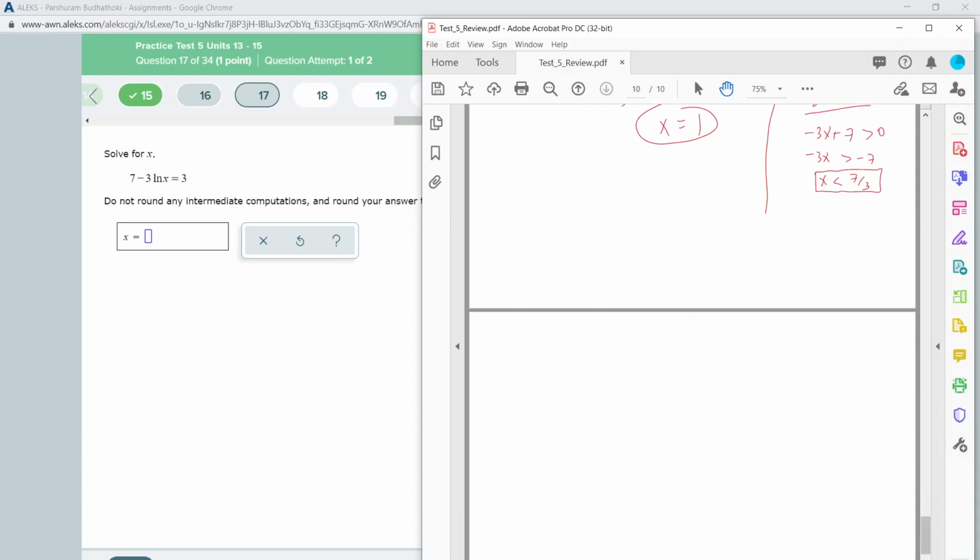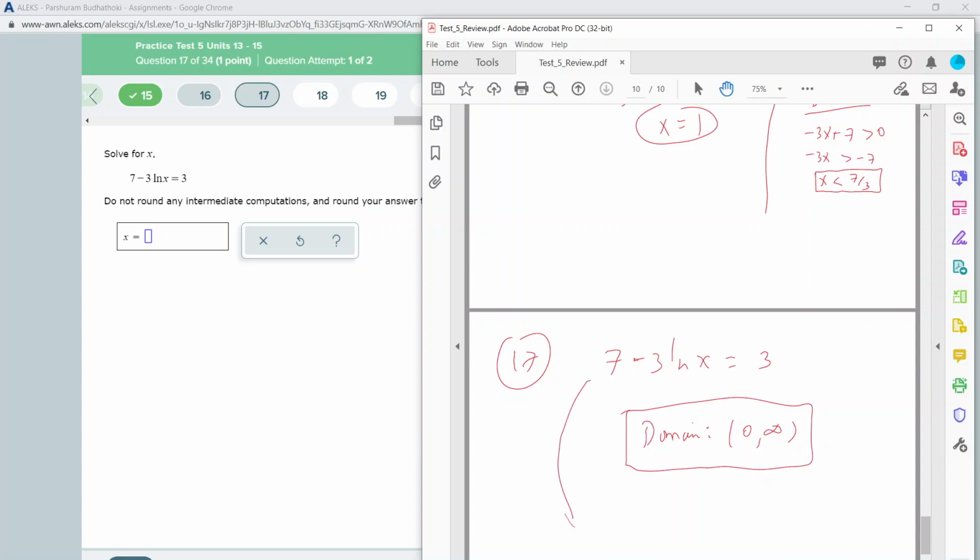So how do you do this? 17, 7 minus 3 ln of x equal 3. Make sure that the function you are using, the ln, the domain of this function is all real numbers. We know that the domain of this function is anything positive. So the domain is, because this x has to be greater than 0, so your answer should be from here.